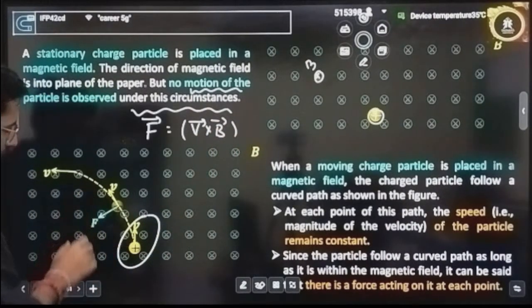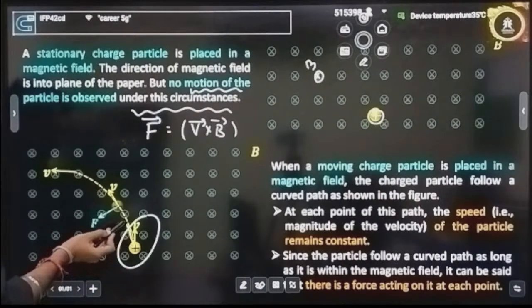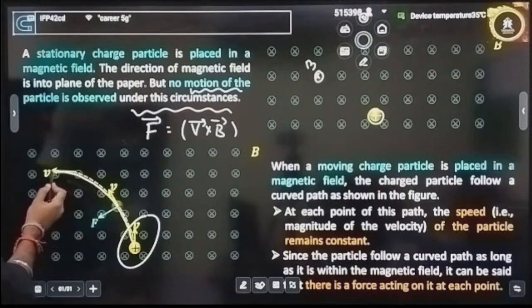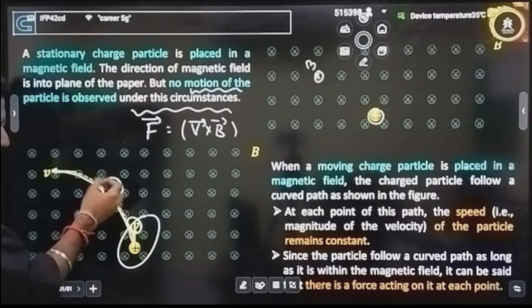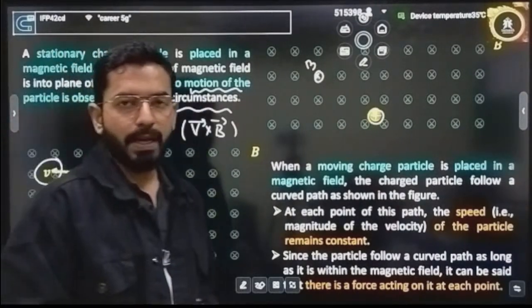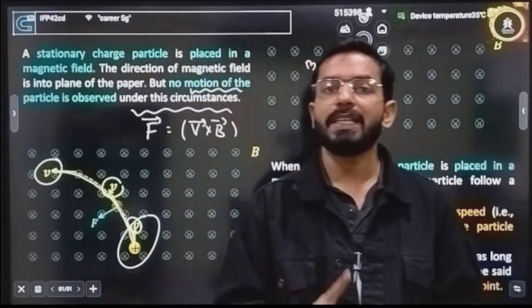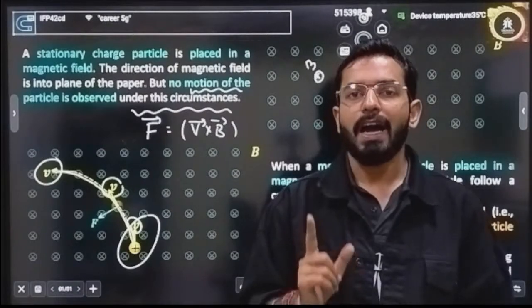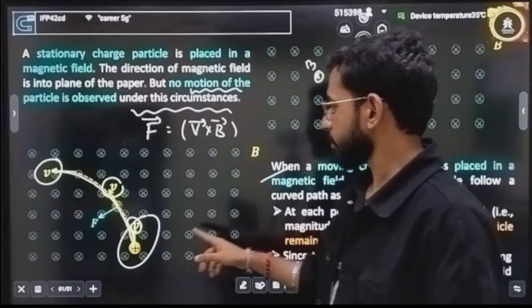Notice this motion. What you are noticing here is that it is only changing its direction. But when you notice the magnitude, it is here also v, here also v, and here also v. So what you have noticed is that the magnetic force is not changing the speed, it is only changing the direction. I hope that this will be very clear to you. So let's now proceed.